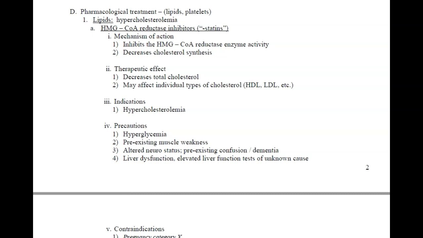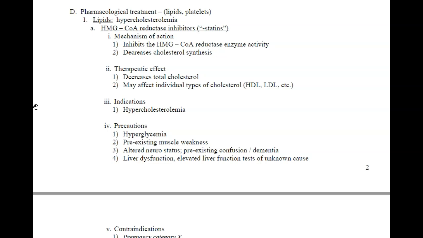So first is HMG-CoA reductase inhibitor, or the statins. They are hydroxymethylglutaryl coenzyme A reductase inhibitors. Again, you don't have to memorize that. It's enough for me if you know HMG-CoA reductase inhibitor or statins.